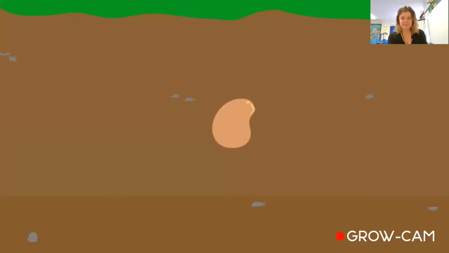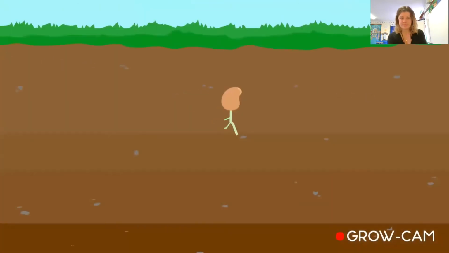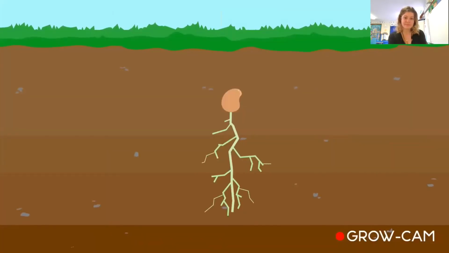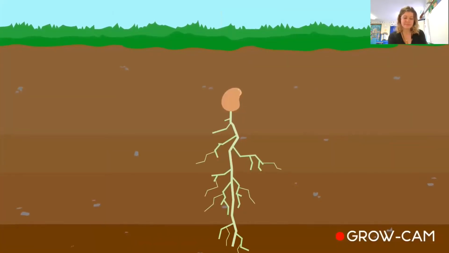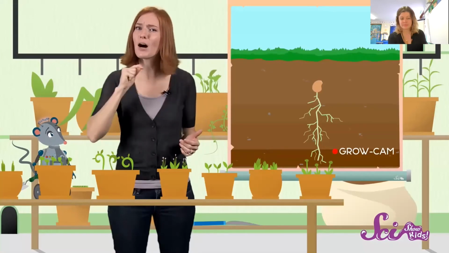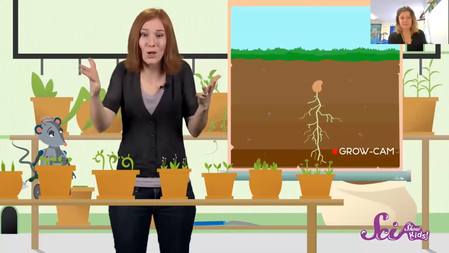The first part of the plant to come out of the seed is the root. The root always grows downward, no matter what way the seed is planted. A seed can actually tell which way is up and which way is down. So the root pushes down deeper and deeper into the soil, looking for more water and minerals to feed the baby plant. Once the plant is all grown up, those deep roots will have another job. They'll help keep the plant from falling over or blowing away in the wind.